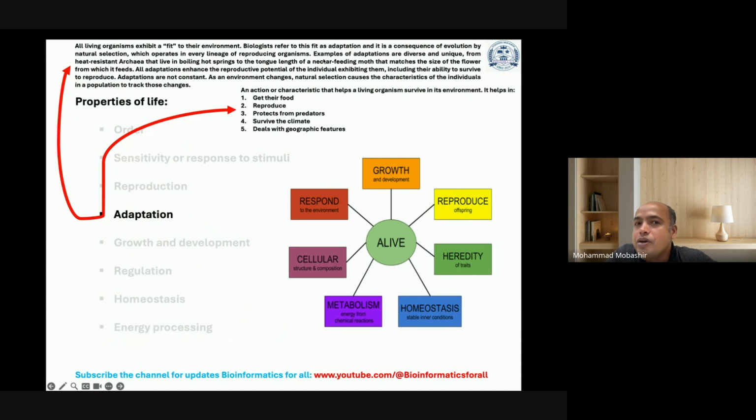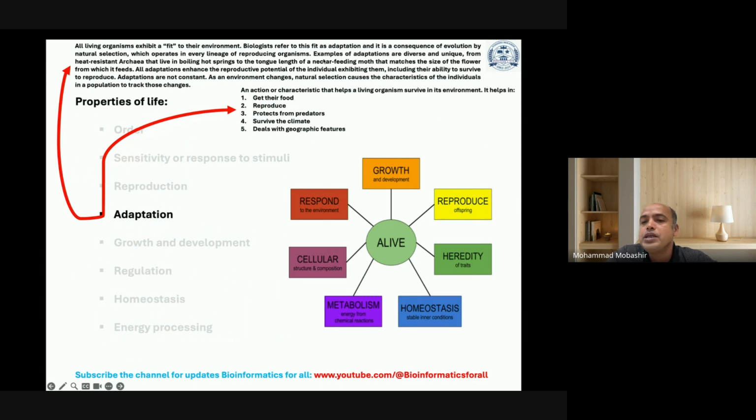So in a simple way, you can say an action that helps a living organism to survive in different environments or in their most suitable environment. It helps in getting food, reproduction, protection from predators, surviving the climate, and dealing with geographical features. That's it. Next is growth and development.